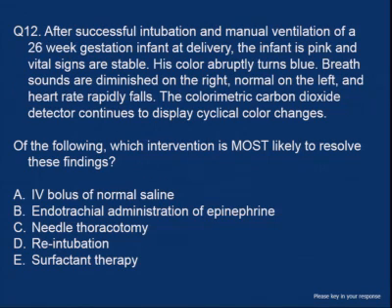After successful intubation and manual ventilation of a 26-week gestation infant at delivery, the infant is pink and vital signs are stable. Color abruptly turns blue. Breath sounds are diminished on the right, normal on the left, and heart rate rapidly falls. The colorimetric carbon dioxide detector continues to display cyclical color changes. Of the following, which intervention is most likely to resolve these findings? IV bolus of normal saline, endotracheal administration of epinephrine, needle thoracotomy, reintubation, surfactant therapy.